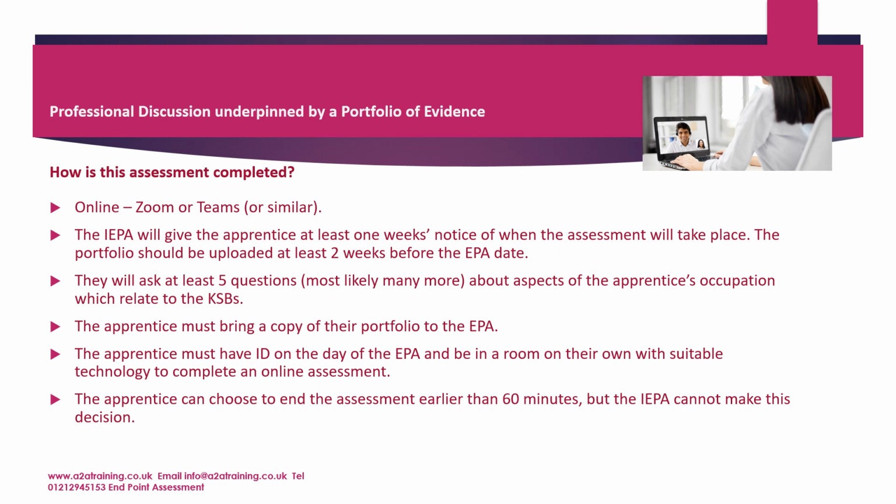As the apprentice, you must bring a copy of your portfolio to the EPA and have photographic ID available to show the endpoint assessor before the EPA starts. They need to have suitable technology to complete the online assessment, and if they choose for the assessment to finish earlier than 60 minutes, they can let the assessor know that they think they've said as much as they can as part of the professional discussion.